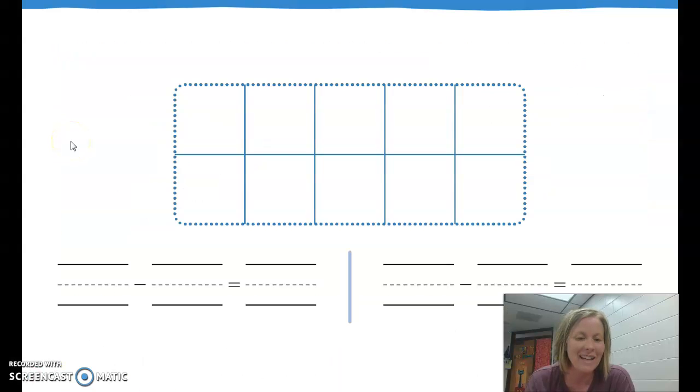Awesome job writing those equations. So now we're turning to our next workbook page, and this time we're not putting together. What are we doing? You're right, we are taking away, we are subtracting. I want you to put 8 counters on your 10 frame. Put 8 counters on your 10 frame for me.